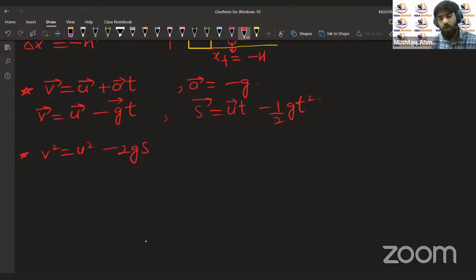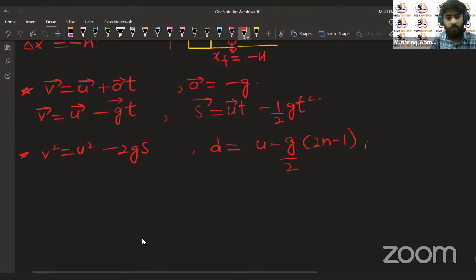Or for the distance in the nth second, that will be equal to u minus g over 2 into 2n minus 1, correct?